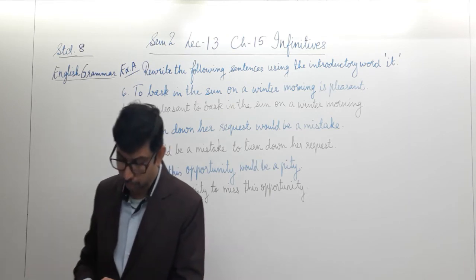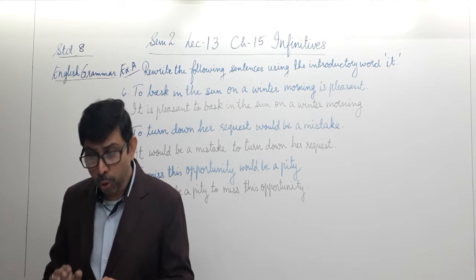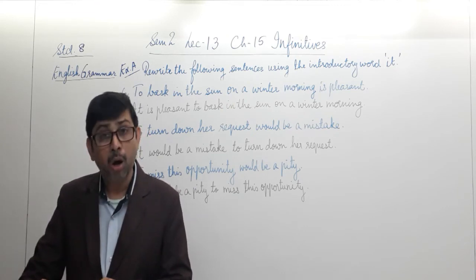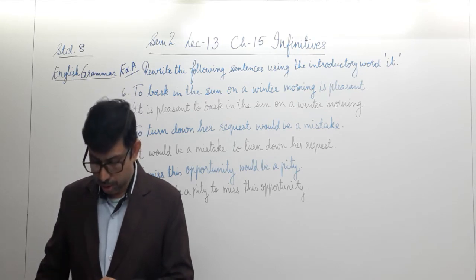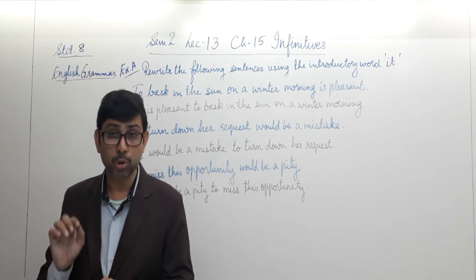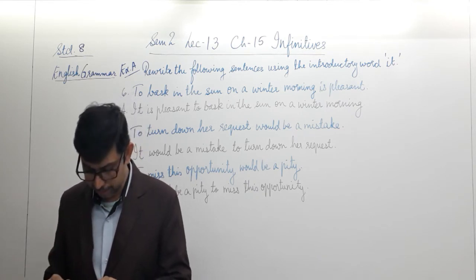Number 6. She has no bed to lie, means to sleep, to lie on. So, she has no bed to lie on. On is the preposition required over here, a suitable one to complete the sentence.